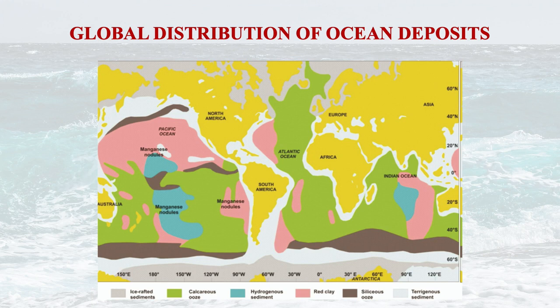You can see the terrigenous deposits are occupying the areas closer to the coast or the shallow water area, and it is shown in the white color. Calcareous oozes are also found in the major portion of the oceans, and they are shown in this map in the green color. And you can see some manganese nodules over here, and some hydrogenous sediments also. So what are these actually?